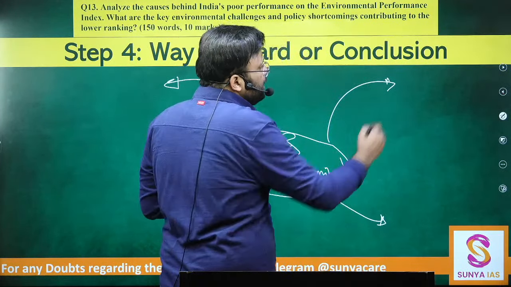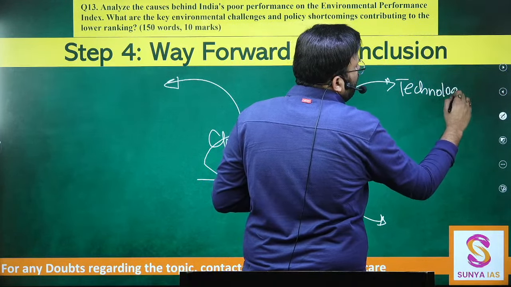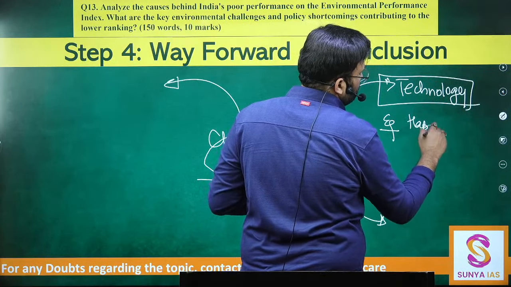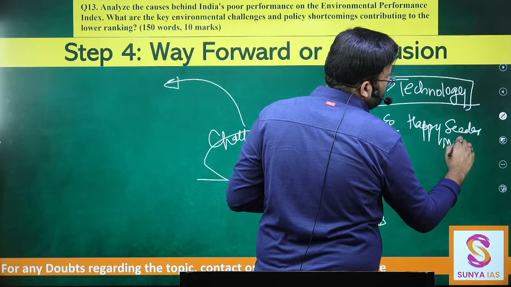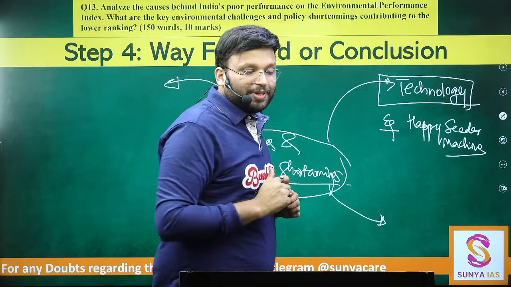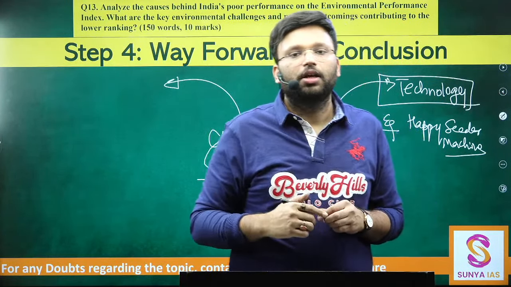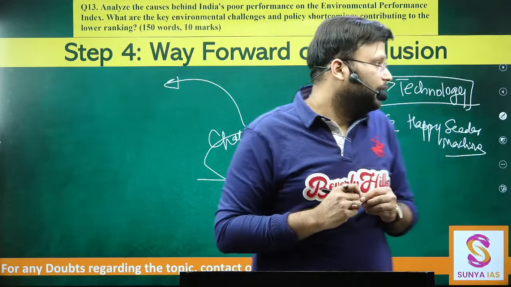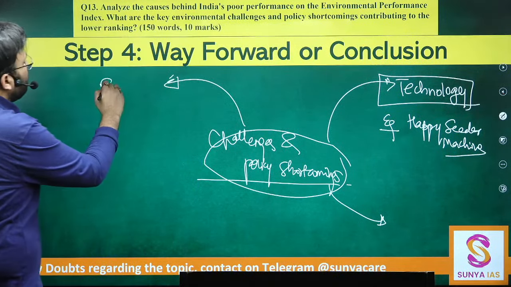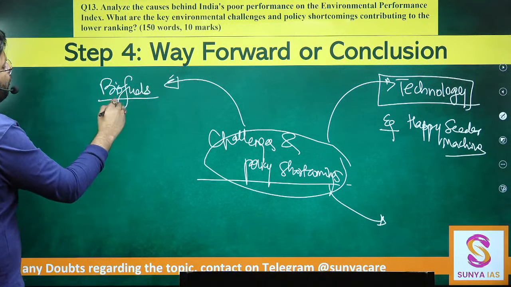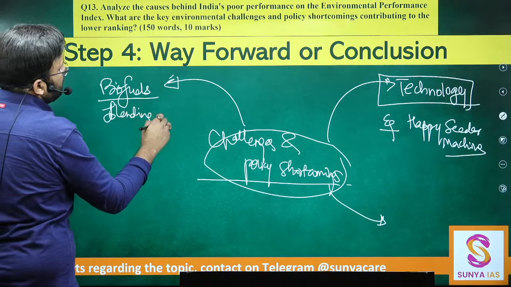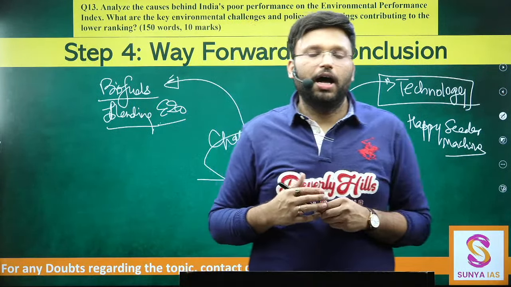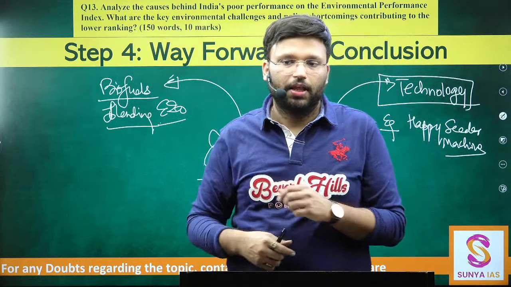The policy issue is that appropriate technology is missing at the farm level. For example, happy seeder machines. There are specific seeder machines, happy seeder machines, which help in reducing stubble burning, but this kind of technology is not there, right? Then biofuel blending, the goal is just E20, that is 20% blending. How countries like Brazil are going for a much higher percentage of ethanol blending, right?